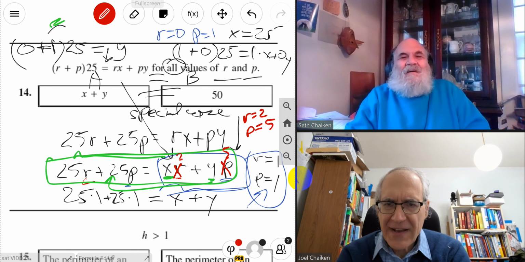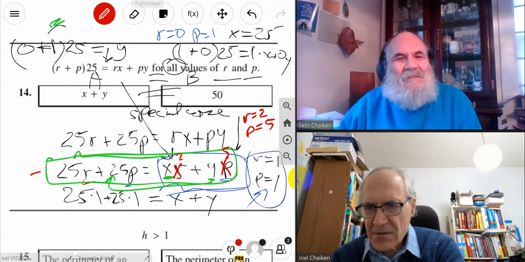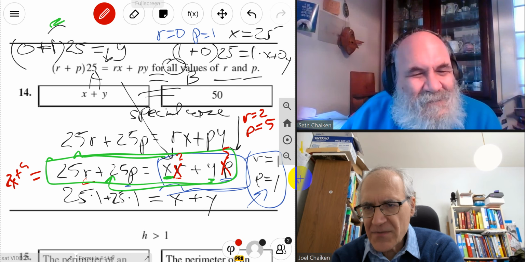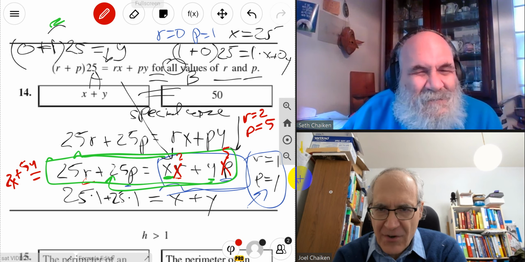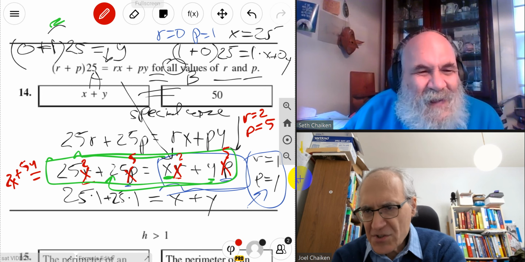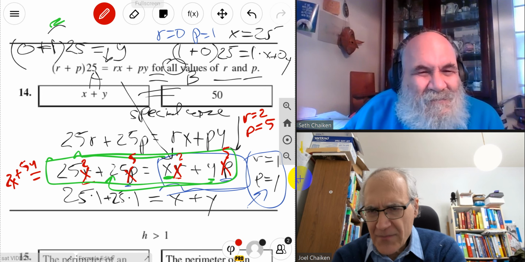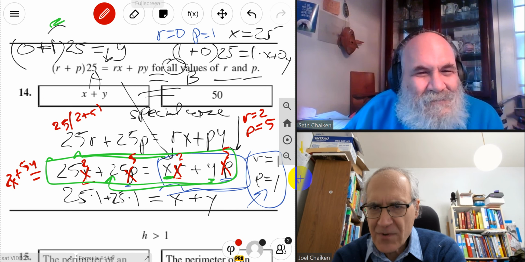But you have 2x plus 5y. This is equal to 2x plus 5y. I said R was 2, so I put a 2 there, and I put a 5 here. So 2x plus 5y. You could factor out the 2 and the 5. You could factor out the 25 here, and you get 2 plus 5. Wait, this is equal to 50. Oh, I see.